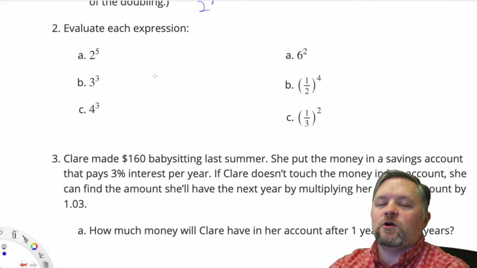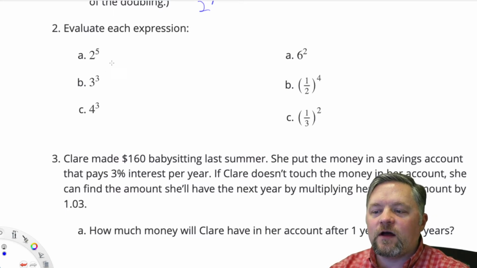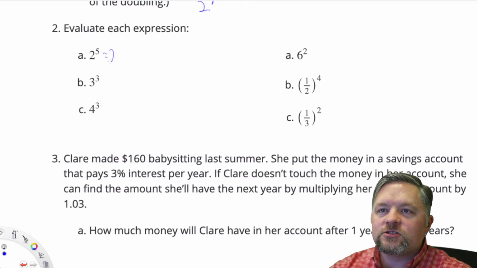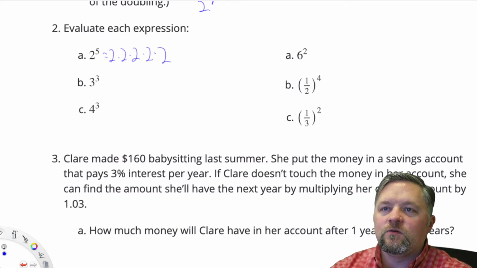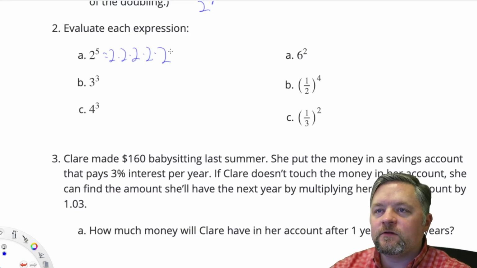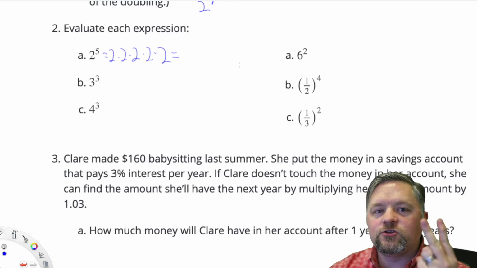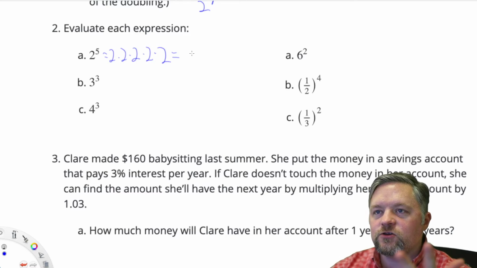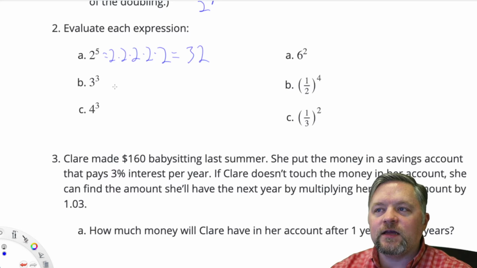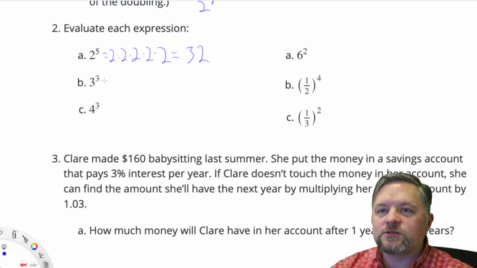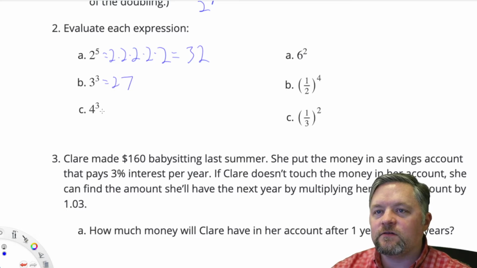Evaluate each expression. 2 to the power of 5, which means 2 times 2 times 2 times 2 times 2. 1, 2, 3, 4, 5 of them. 2 times 2 is 4, times 2 is 8, times 2 is 16, times 2 is 32. 3 to the power of 3 is 3 times 3, which is 9, times 3, which is 27.